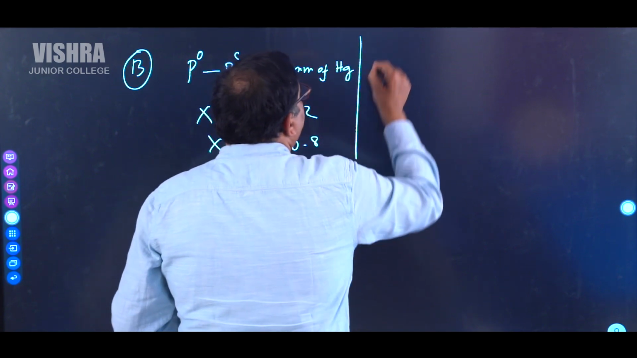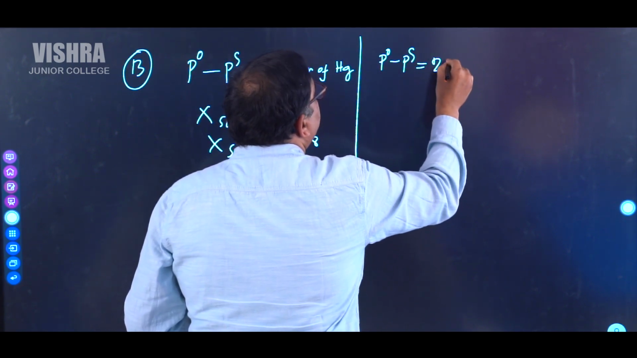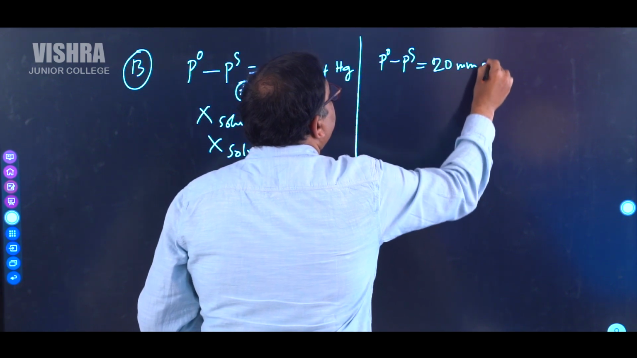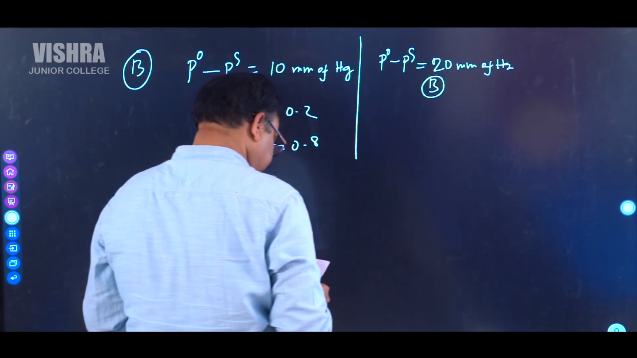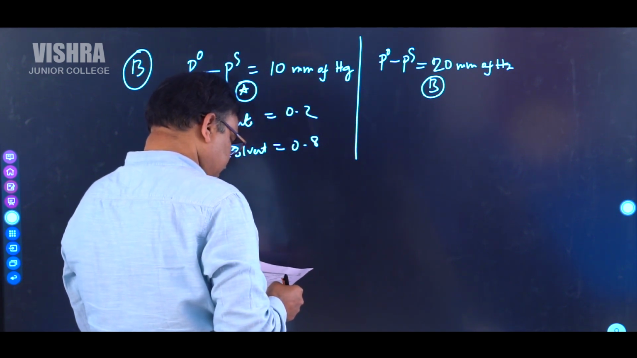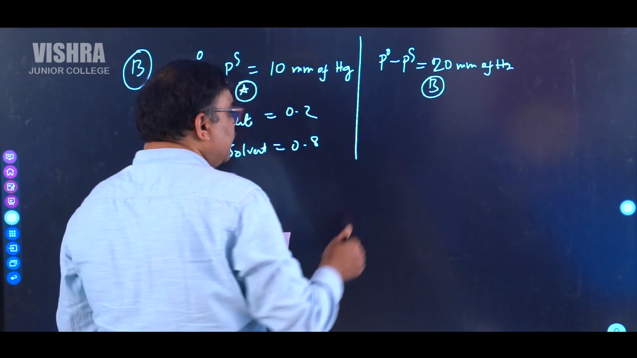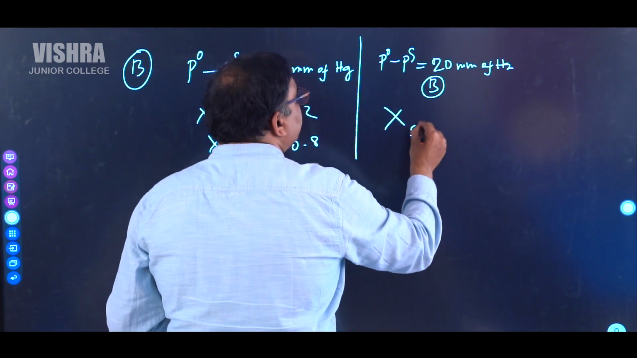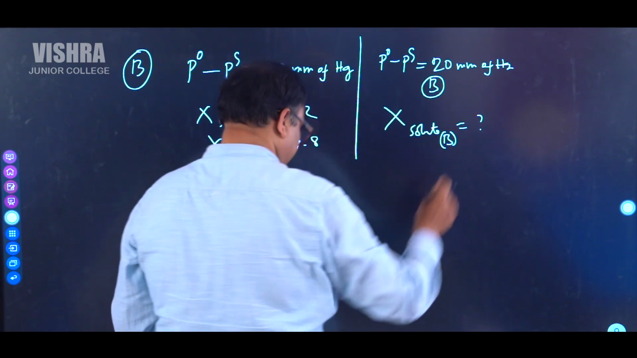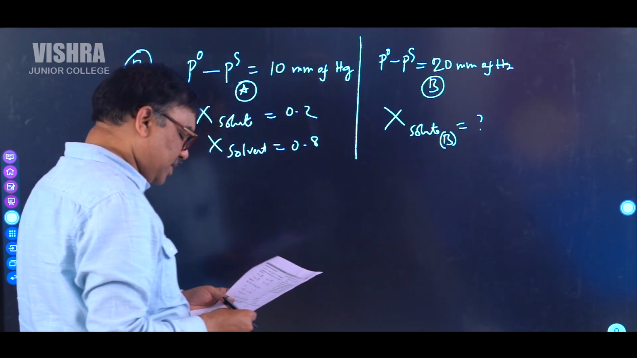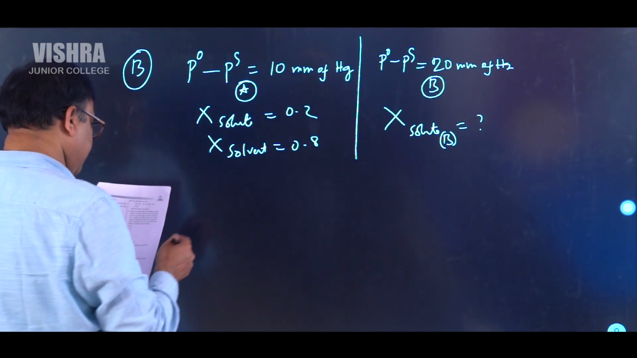If I take for B, P0 minus Ps is equal to 20 mm of mercury, and this one is B. Calculate the mole fraction of the second solute. The mole fraction of solute in B solution we have to find. This is how we have to do the problem carefully. So let me explain how we are doing.